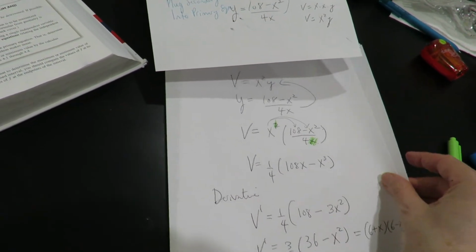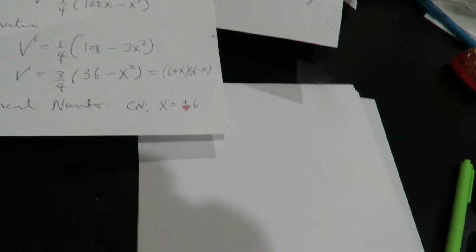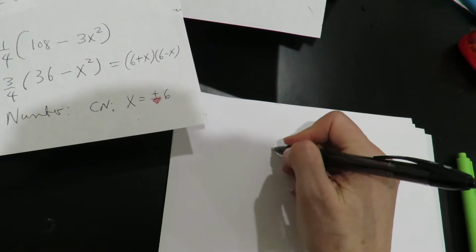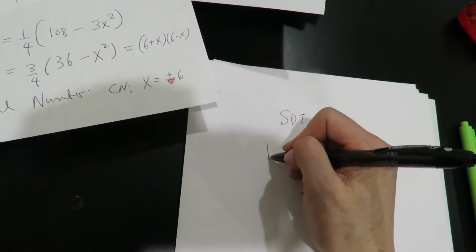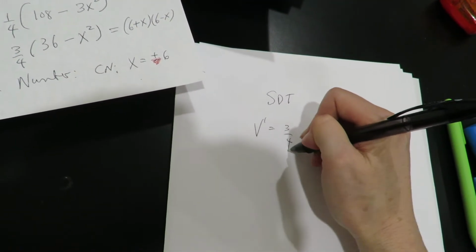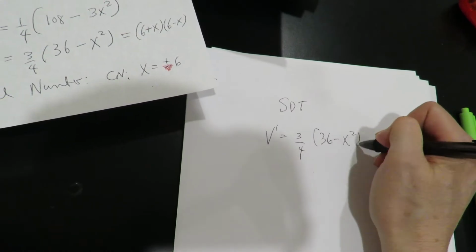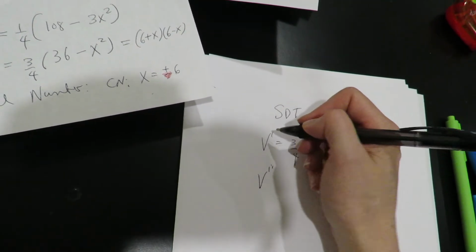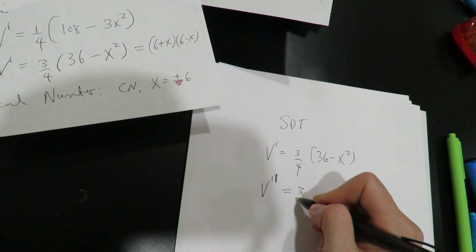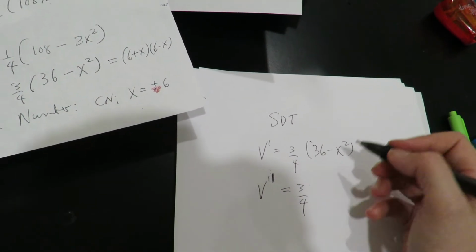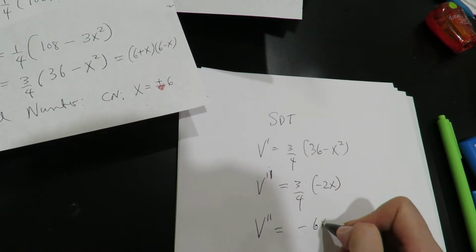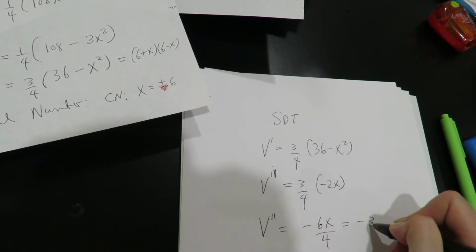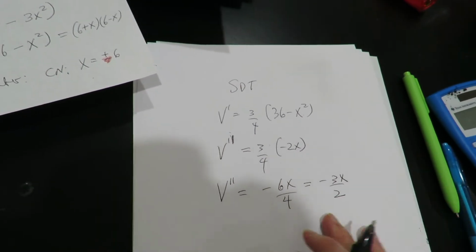I will just prove that to you really quick, not that I'm going to ask you to prove it. I'm going to go ahead and prove that with the second derivative test. I just have to watch the time because this can take a long time. I'm going to go back to my derivative here, which I said was 3/4 times (36 minus x squared). Now I take the second derivative. This 36 goes to 0, this goes to -2x, which makes this -6x over 4, which makes this -3 over 2 x. This is my second derivative.